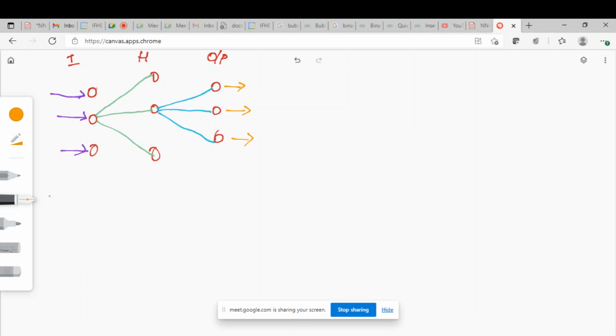So how are we numbering? You know, right? This is the input layer. These are the neurons. Let us say this is neuron 1 of the input layer, neuron 2 of the input layer, neuron 3 of the input layer. Again, this is neuron 1 of the hidden layer, neuron 2 of the hidden layer, neuron 3 of the hidden layer. This is neuron 1 of the output layer, neuron 2 of the output layer, neuron 3 of the output layer.